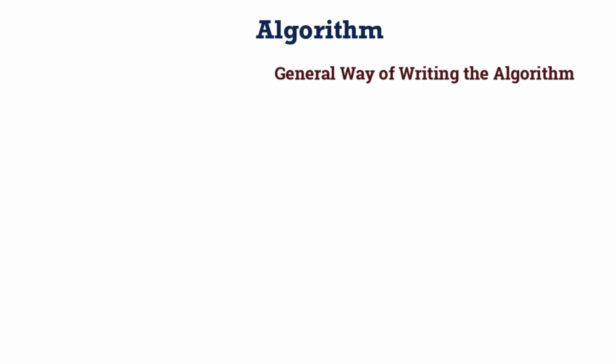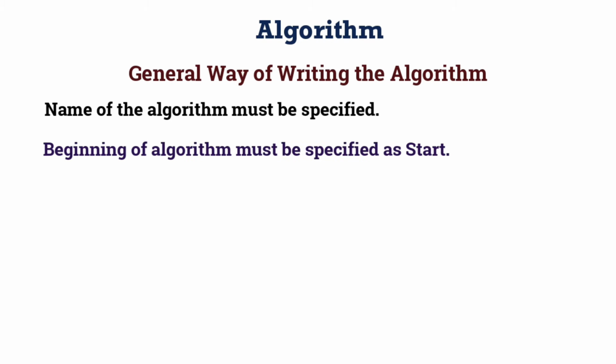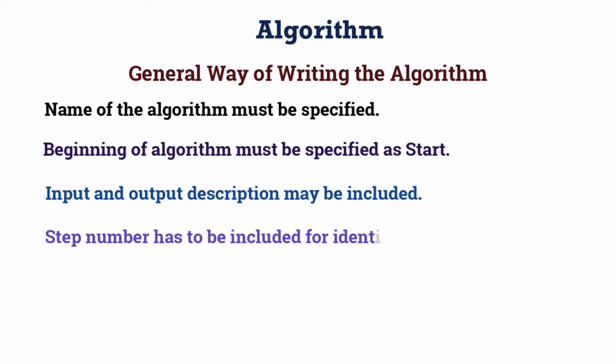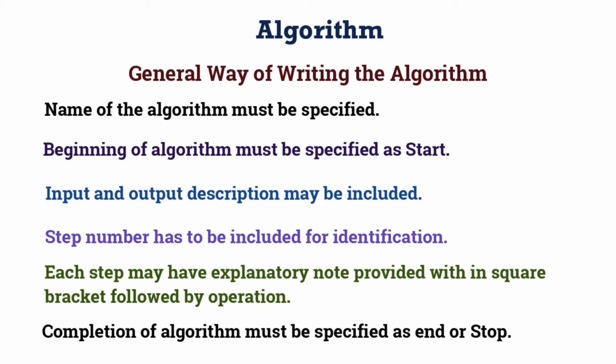The general way of writing algorithms includes: the name of the algorithm must be specified, the beginning of the algorithm must be specified as start, input and output description may be included, and step numbers have to be included for identification. Each step may have an explanatory note provided within square brackets followed by the operation. Then the completion of a program must be specified as end or stop.